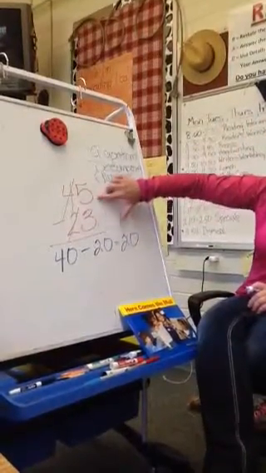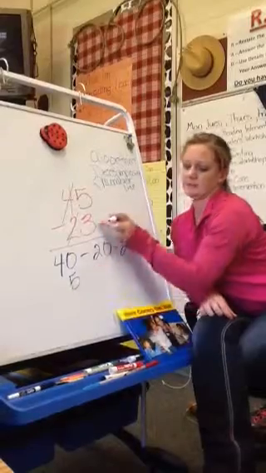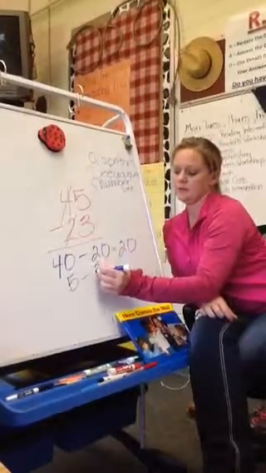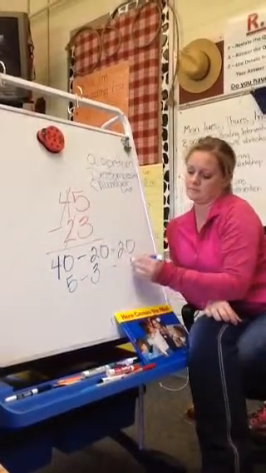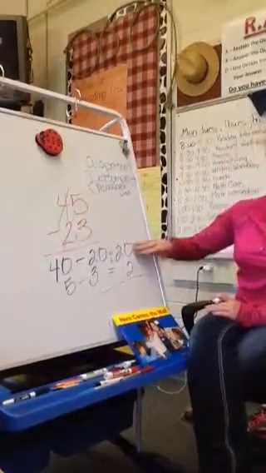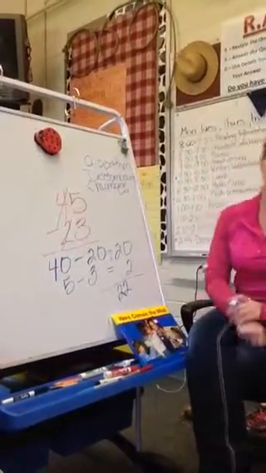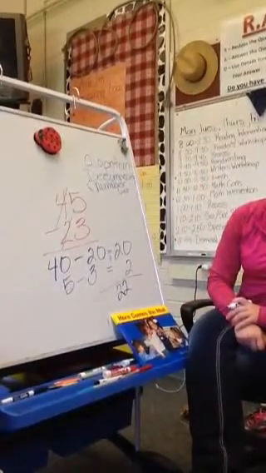And now how much is that equal to? 5. 5 minus how much? 3. What does 5 minus 3 equal? 2. And then boys and girls, I just add those together. What's 20 plus 2? 22. Either of those are right.